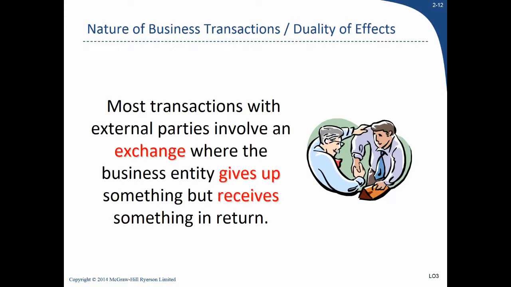Nature of business transactions, or the duality of effects. Most transactions with an external party involve an exchange where the business gives up something but receives something in return. This is not groundbreaking, but think about our example with ePhone and Walmart. ePhone had inventory. It sold the inventory to Walmart to make a profit. So it gave up this inventory, but it realized cash. Let's assume Walmart's going to pay ePhone in cash today. What's Walmart's perspective? Walmart gave up cash, their cash declined, but they got this inventory. They can now sell this hopefully at a higher price than they paid ePhone for it.